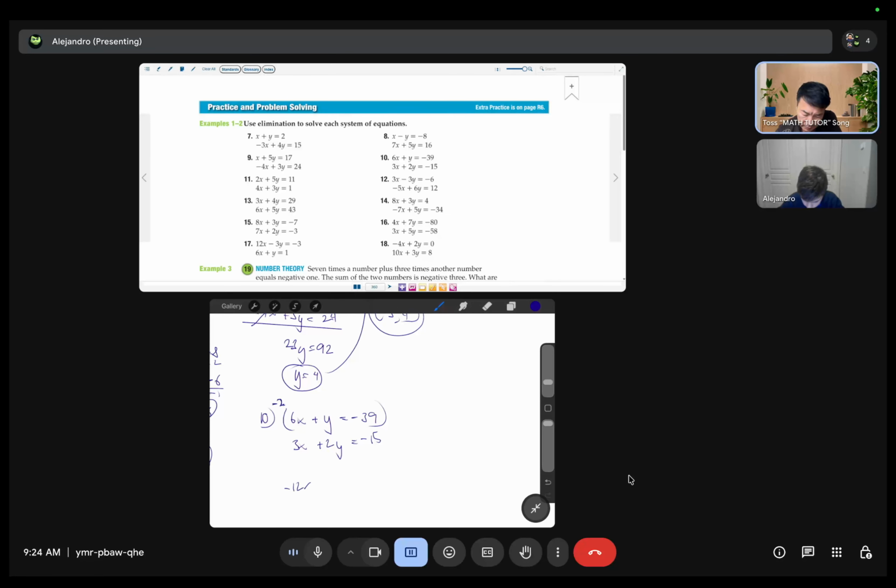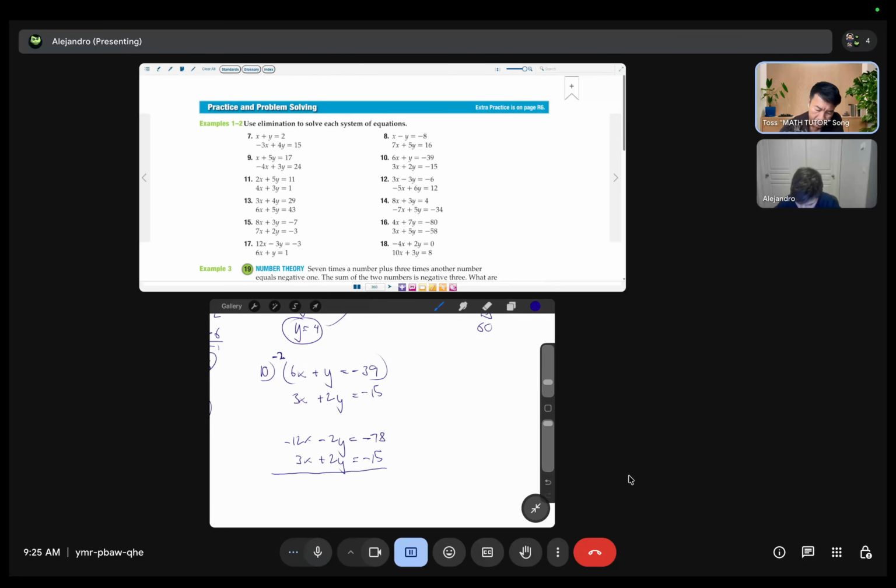Negative 12x minus 2y equals a positive, what is that? 18 and 60, negative 78. Yeah. And then copy down the second equation as is. Okay. And then we add straight down. Negative 9x equals negative, what is that?